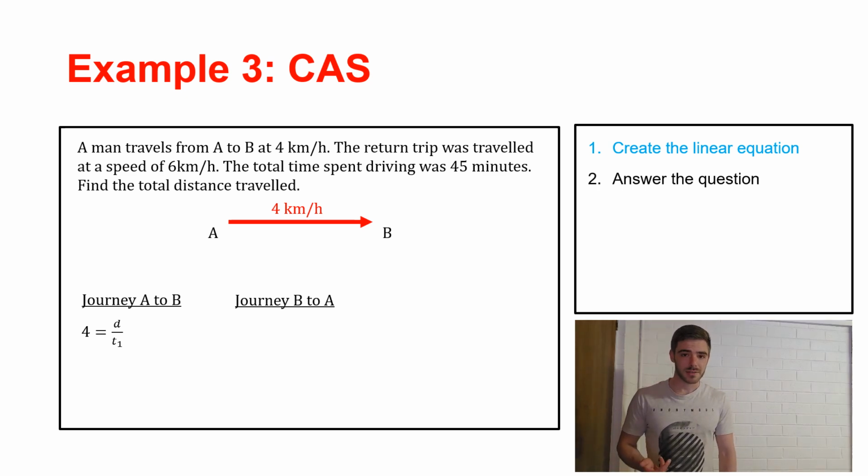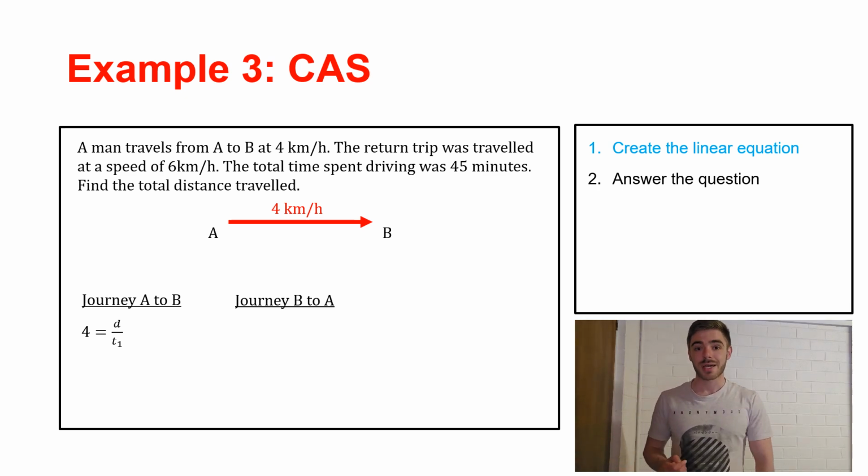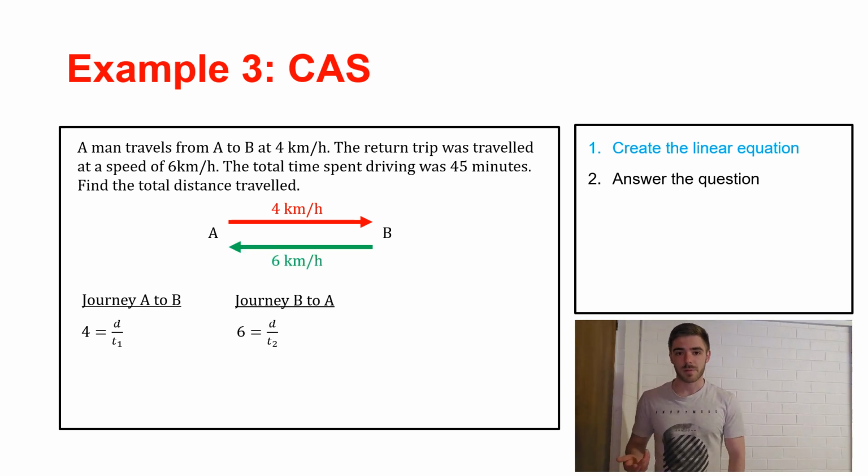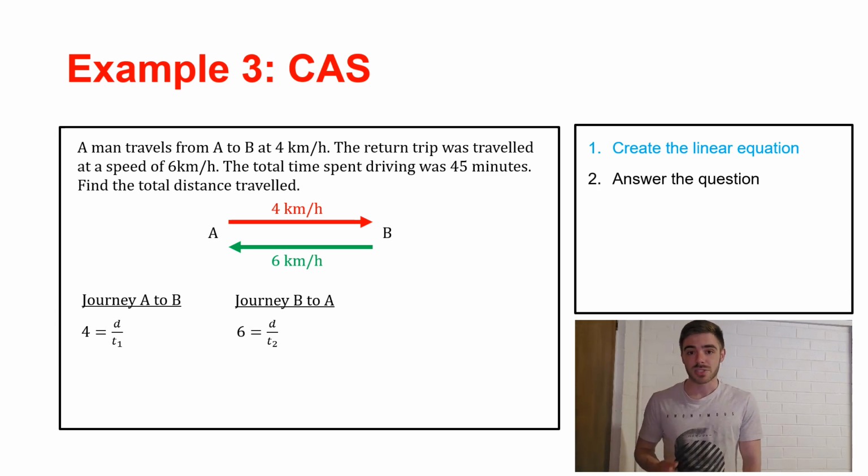Now, let's look at the second journey. The second journey had a speed of 6 kilometers per hour. We can also create a speed equation for that one as well. The important thing to note here is that the time taken for each journey is going to be different, but the distance travelled is going to be the same.